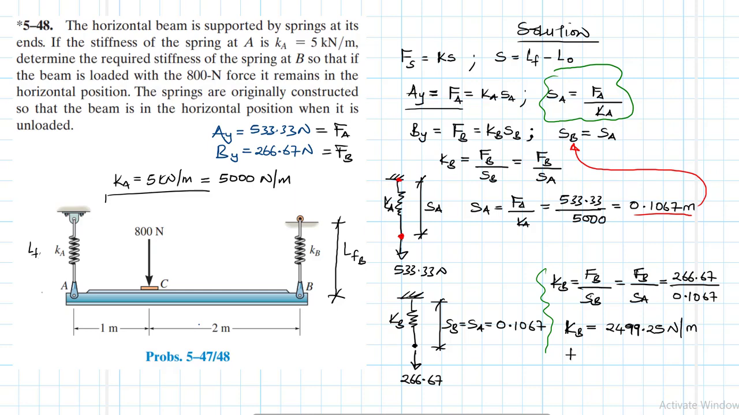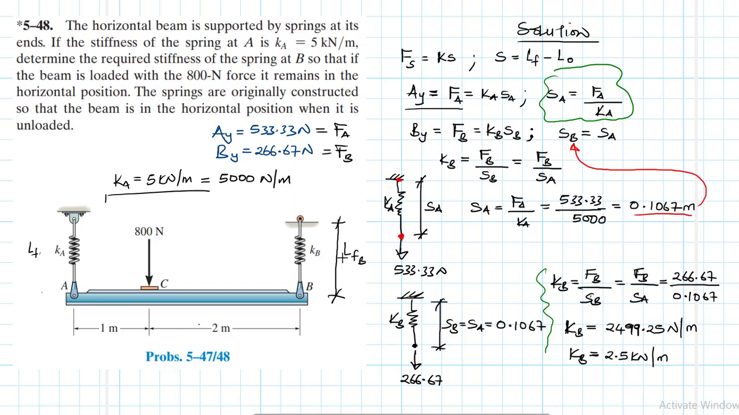Let me recalculate it again: 266.67 divided by 0.1067. If you convert it into kilonewtons, dividing by 1000 and rounding it off, it becomes 2.5 kilonewtons per meter. And it makes sense.